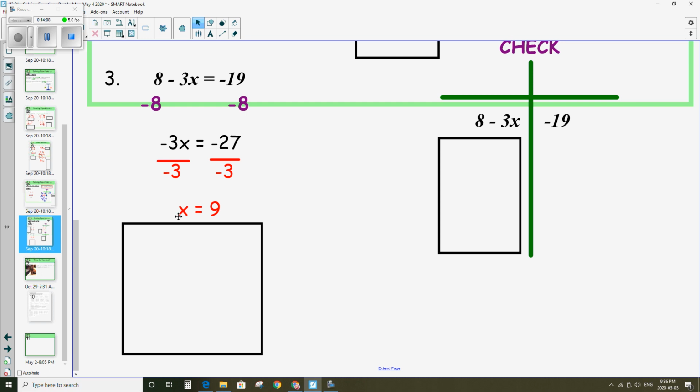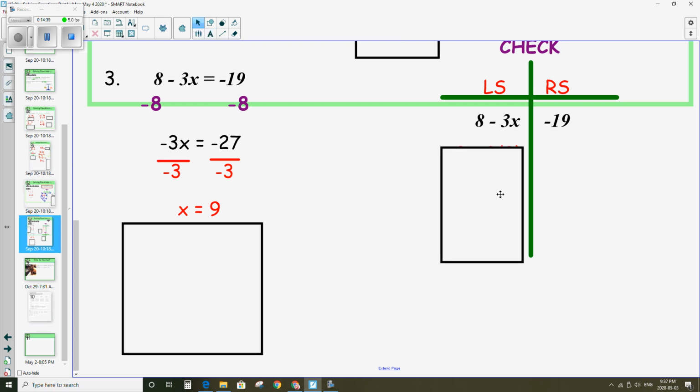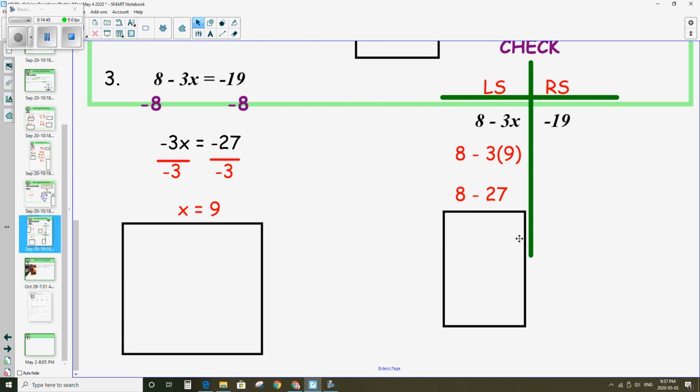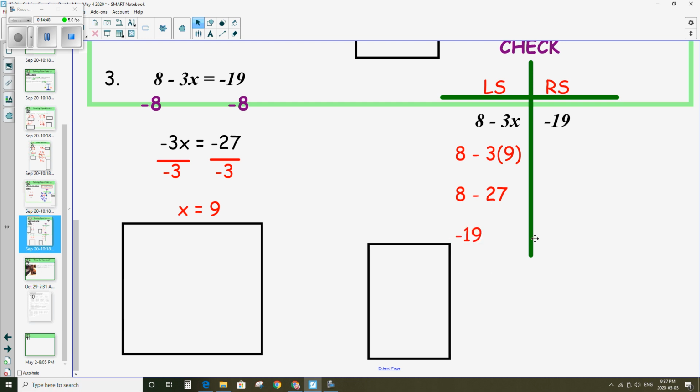All right, so we want to check if x equals 9 is the correct answer. So make a t-chart again, and looks like I forgot to put left side, right side in here. So I'm just going to add it, left side and right side over here. Okay, make a t-chart. And then on the left side, you're going to enter the left side of the equal sign, 8 minus 3x, and then on the right-hand side, we have negative 19. So let's see if we get negative 19 when we plug in 9 for this x here. 3 times 9 is 27, so we have 8 subtract 27, which does in fact equal negative 19. So our answer x equals 9 was correct.